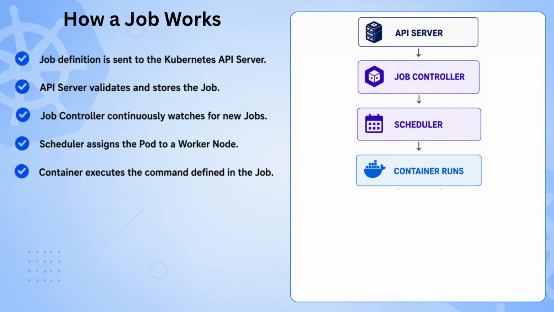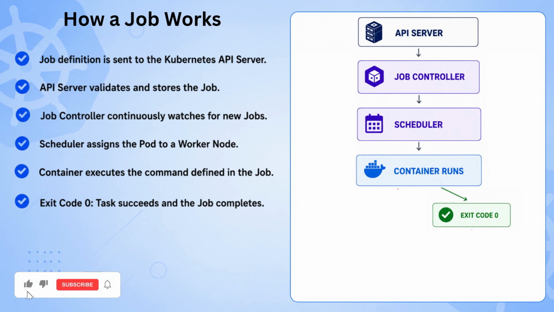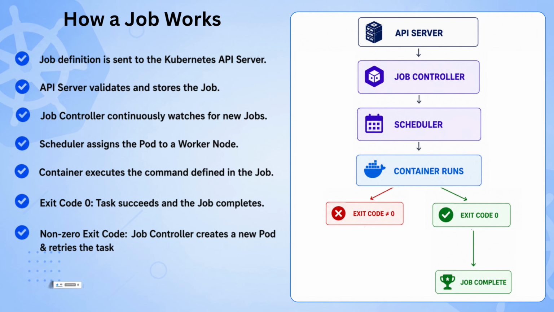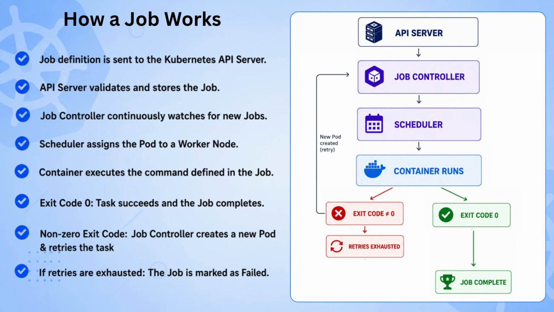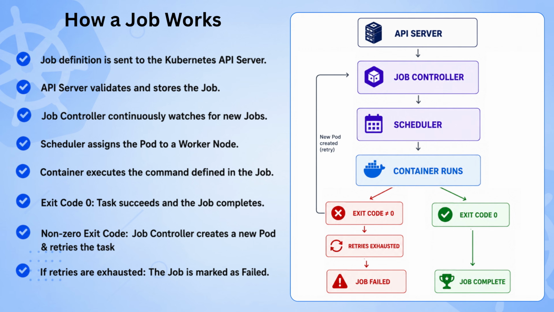The container executes the command defined in the Job, such as processing the data, taking the backup, or running the database migration. So once the task is finished, Kubernetes checks the exit code returned by the container. If the container exit code is equal to 0, Kubernetes considers the task successful. If the container exit code is non-zero, then Kubernetes treats it as a failure, and instead of restarting the same pod, the Kubernetes Job creates a brand new pod and retries the task. Kubernetes continues creating new pods until the task is finished, and if all retry attempts fail, the Job is marked as failed. Now let's jump into the hands-on.